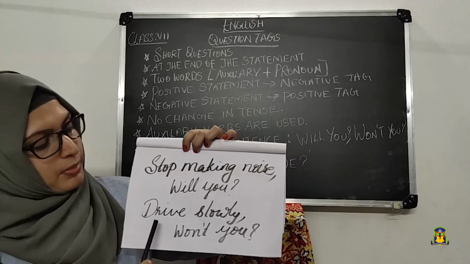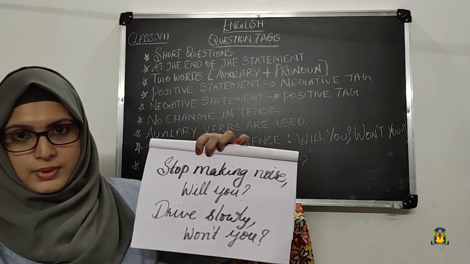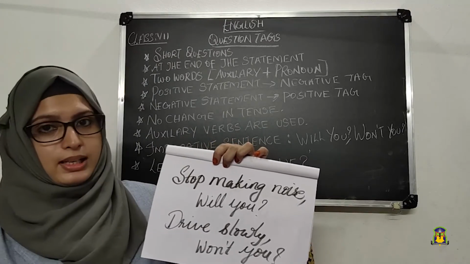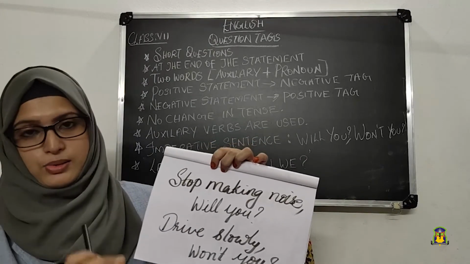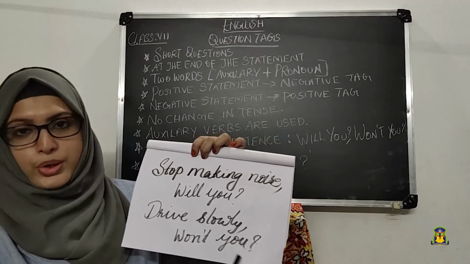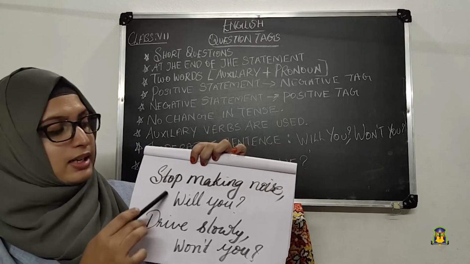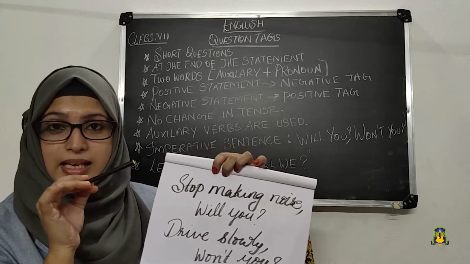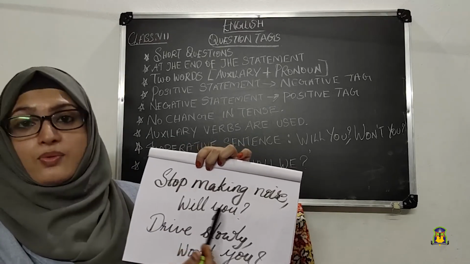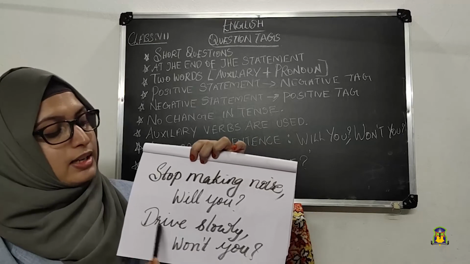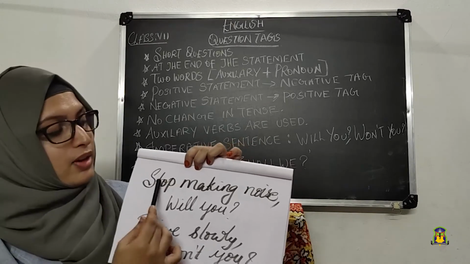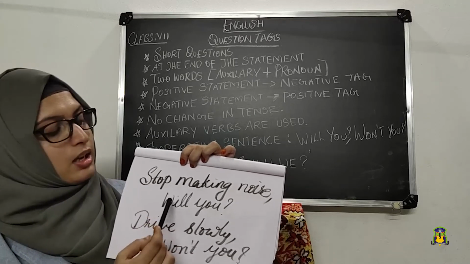But at the same time, drive slowly. Okay, when we are asking somebody to drive slowly, we are telling it in a positive way. A command. Okay, drive slowly. There we can use won't you. Did you understand the difference here? Here, stop making noise itself is giving a negative command, so we are using will you. Drive slowly, here a positive command we are giving, so won't you.